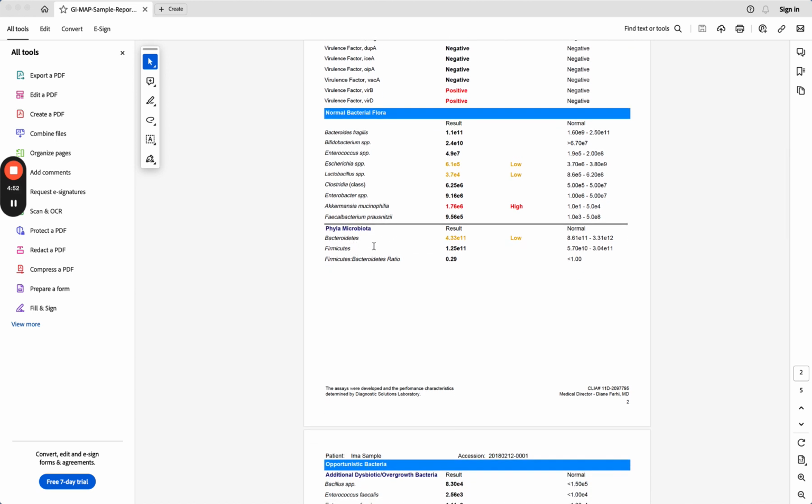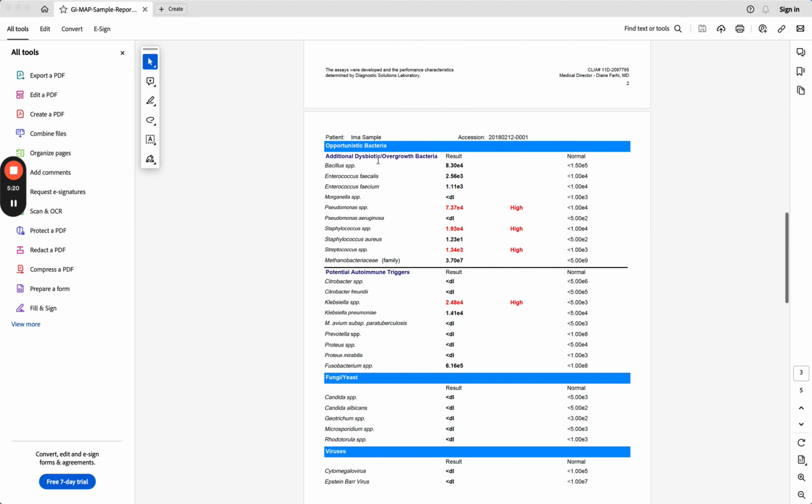The next two we usually look at in generalities, and if you have high levels, that would be considered an overgrowth. If you have low levels, that could be representative of an undergrowth. Different foods will propagate these different categories. And this is the overlying phyla, under which the bacteria above fall.